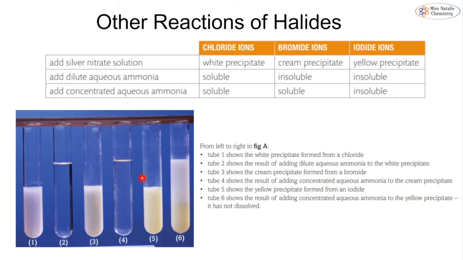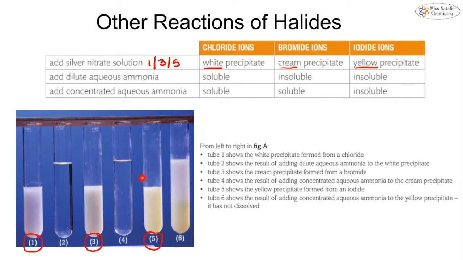and then we observe: does the precipitate dissolve or does it stay? And what we should see is the following. When we add the silver nitrate solution, for chloride we see a white precipitate, bromide a cream precipitate, and iodide a yellow. Now, if you look at tubes 1, 3, and 5, you can see that these are quite difficult to actually determine the different colours, especially 1 and 3. So 1, 3, and 5 are your tubes to show what's happened when you've added the silver nitrate solution.